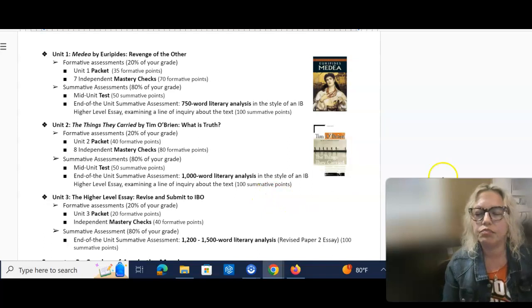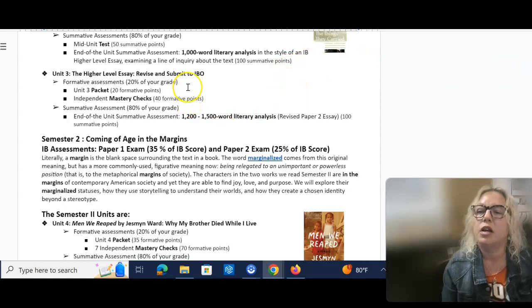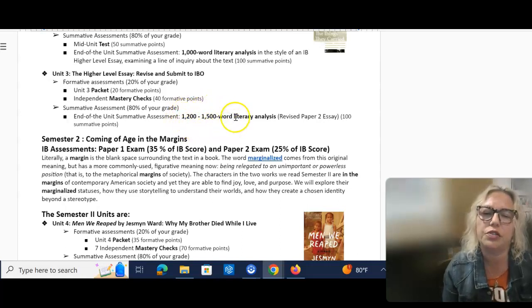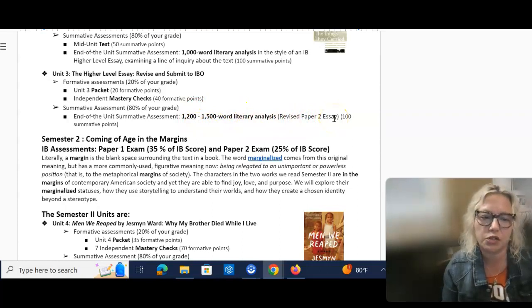Unit 3, we're going to do a similar plan where we have a packet and mastery checks. This time we only have one summative assessment, which is a revision of one of the first 2 essays you wrote, or an essay that you wrote last year that you want to revise. You get that option. But this time it has to be 1,200 to 1,500 words. And this will be the paper 2 essay that you submit to IB for 20% of your IB score.